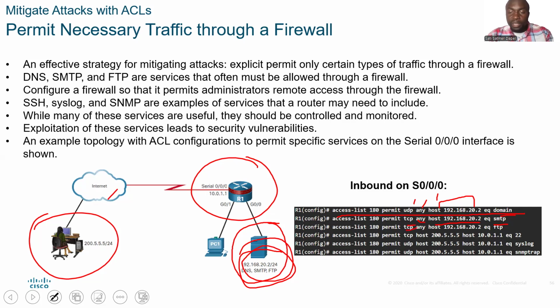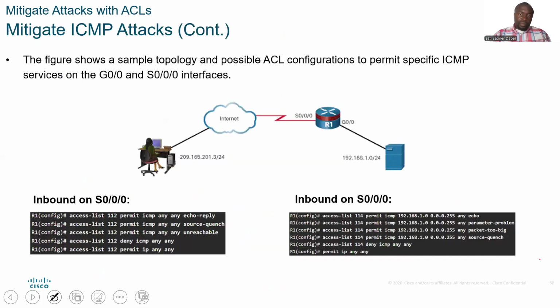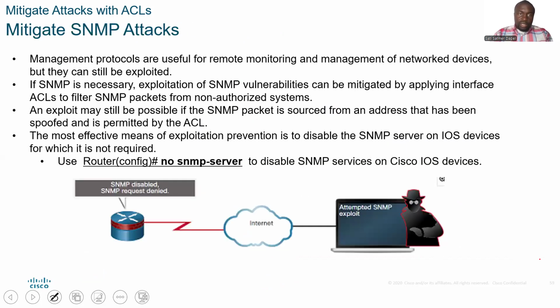So permit any IP address coming to this host that is related to FTP. Then the next one, TCP permitting this public address to also FTP, then to syslog, and then to SMTP trap. So that is how you can use access lists to permit. We're going to do the lab activities on it, okay? All these are part of it.